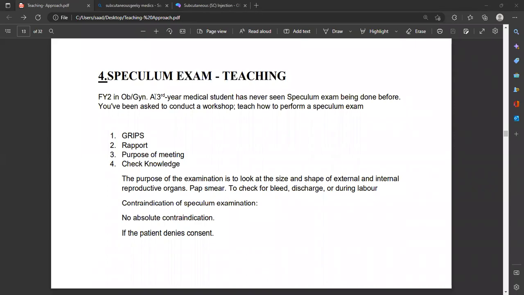It's speculum examination. This examination comes in teaching as well as in the practical examination. It comes in both ways. So again, you are standing outside the cubicle. You have the scenario: you are FY2 in Obs and Gynae, a third-year medical student has never seen speculum exam being done before, and you have been asked to conduct a workshop, teach how to perform speculum exam. Again, 4 things: you are FY2, Obs and Gynae, third-year medical student, and your task is to perform speculum and teach how to perform speculum examination.